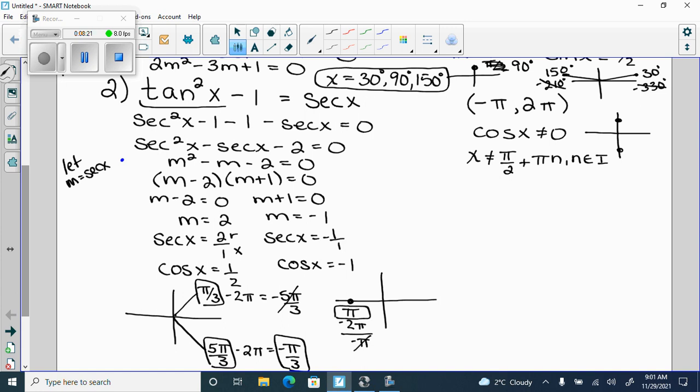So my answers are going to be variables x equals, and I have to check. x can't equal plus or minus pi over 2 and 3 pi over 2. Does it equal any of those? No, so we're okay. And we can go plus or minus pi over 3, 5 pi over 3, and pi.